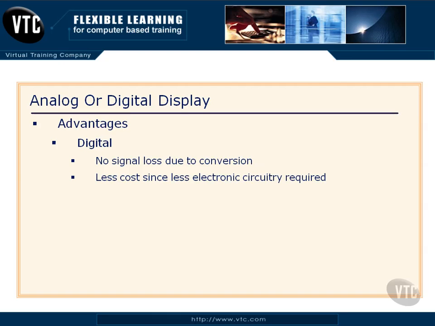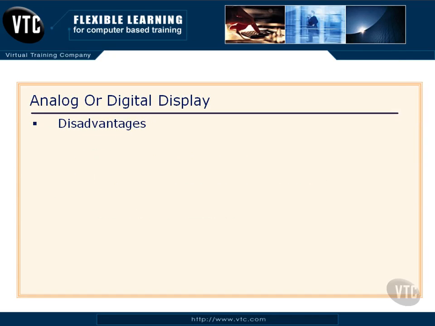Next, there's less cost, since there's less electronic circuitry required because there's not a lot of conversion taking place in the monitor. Then, the advantage of analog over digital is simply that VGA is everywhere. You can go into banks or law firms or old companies where they have all kinds of old computer equipment, and guess what? They've all got VGA connectors on them. Those old monitors are VGA, and the graphics cards are VGA. So it's widely compatible.